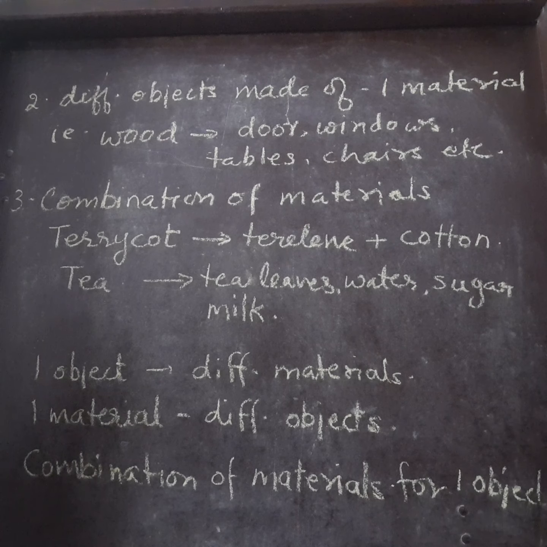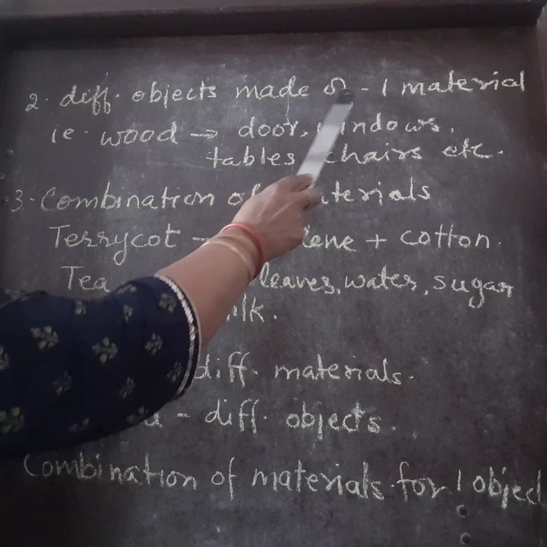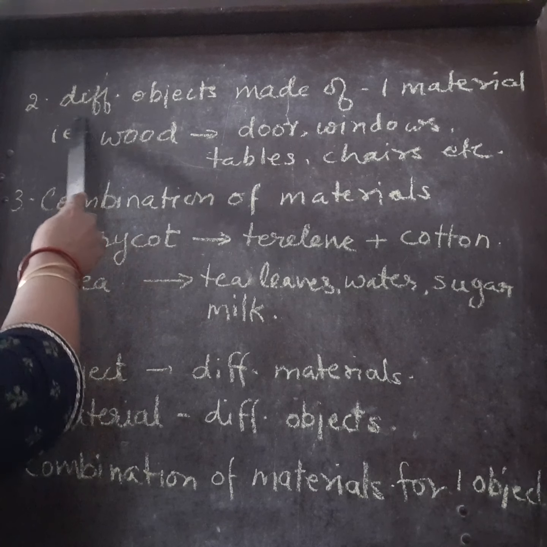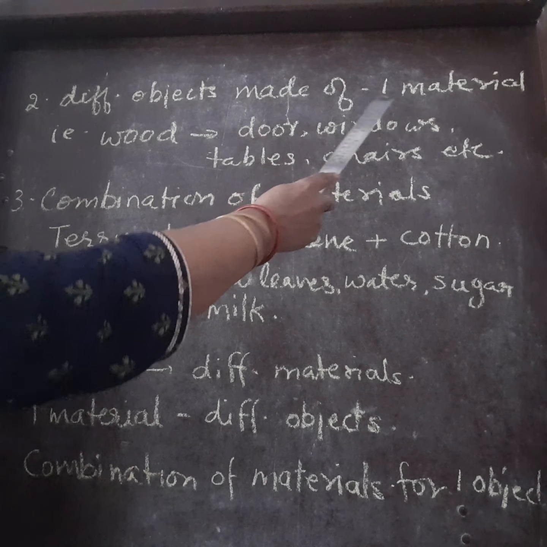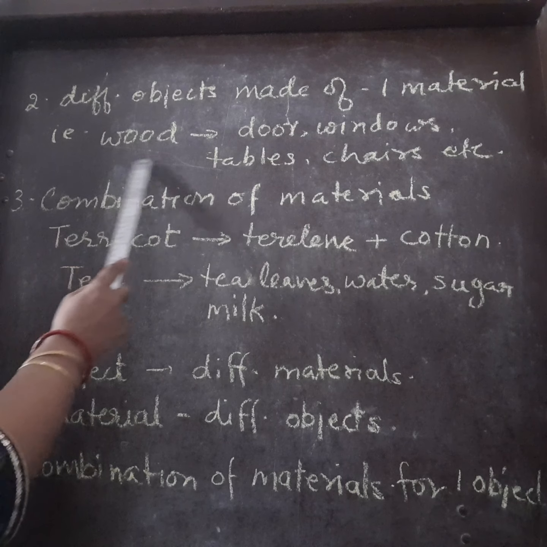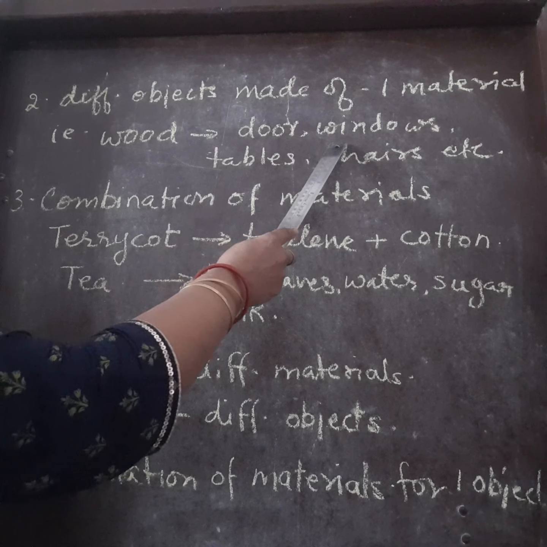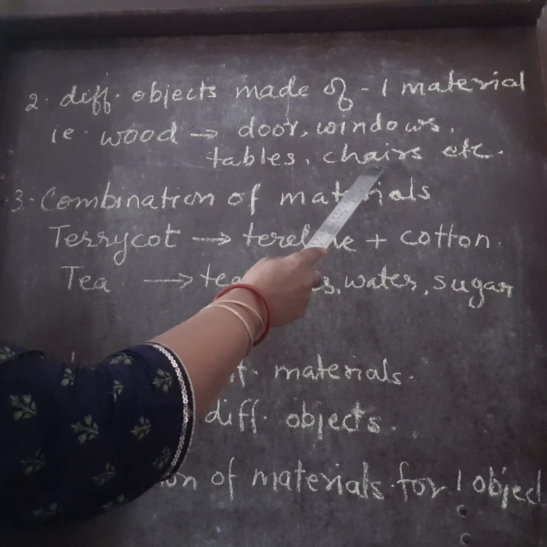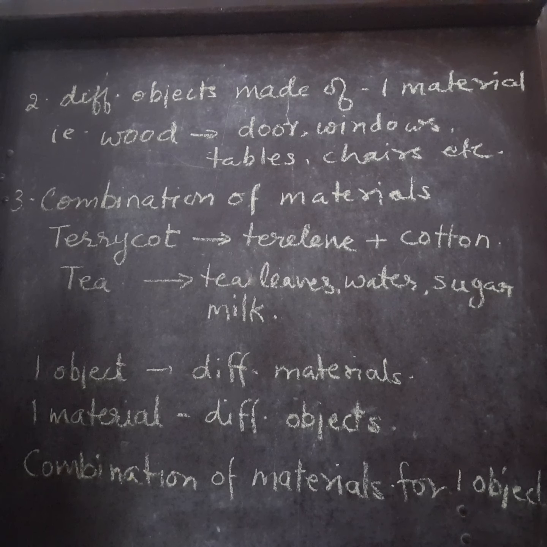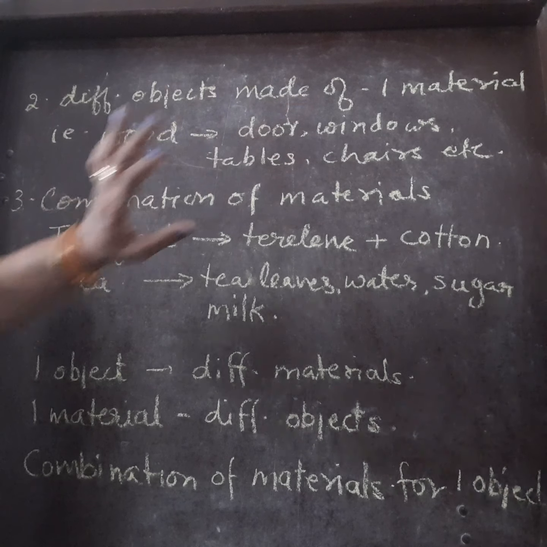Now secondly, children, different objects made of one material means different objects can be made by using one material. Like the example I have given you, wood material is used to make doors, windows, tables, chairs and also many other things. So a single material is used to make different objects.